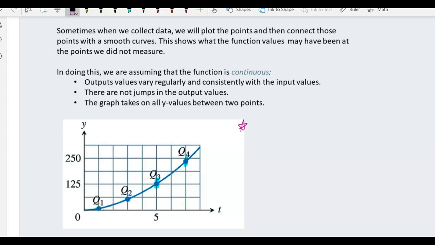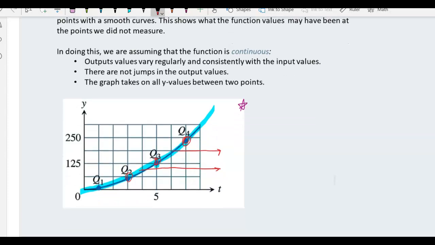By doing so, we're making the assumption that, say, a y value may be here or a y value here, any y value that's in between some of the given points, that the function takes on those values. When we assume that all the y values are taken on, that's saying that we're assuming that the function is continuous.